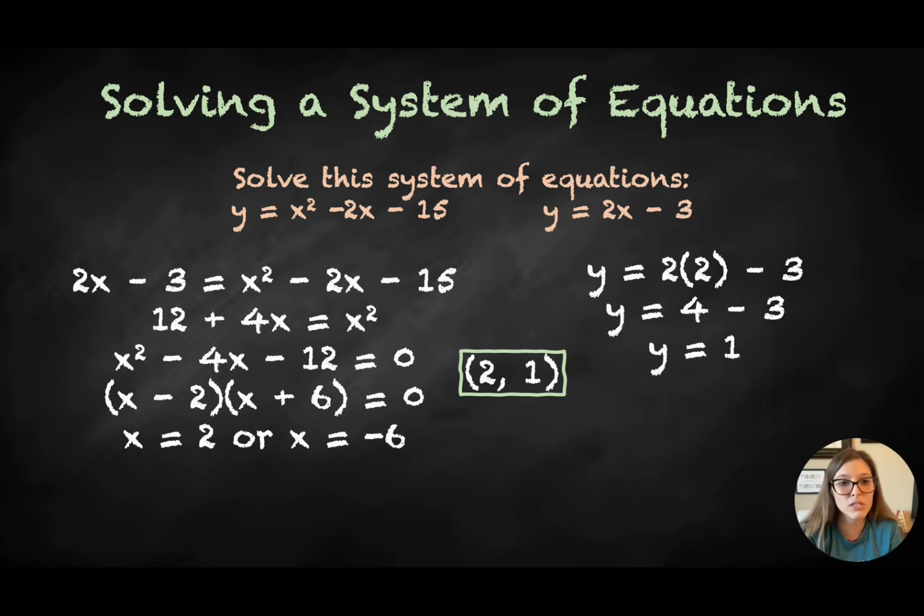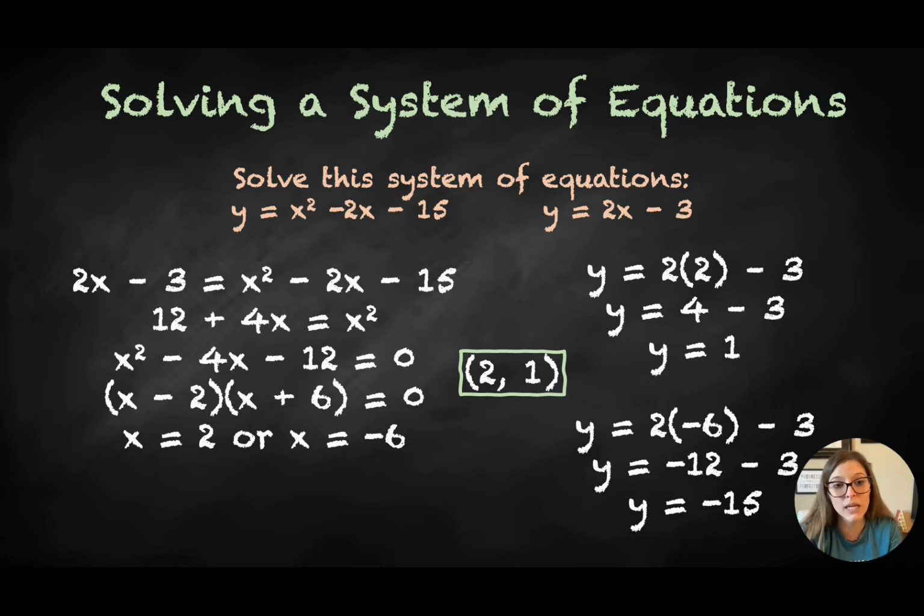But I also have the solution when x is equal to negative 6. So if I plug in negative 6, I end up with y is equal to negative 12 minus 3, or y is equal to negative 15, which gives me the point negative 6, negative 15. And these would be my two solutions to this system of equations.